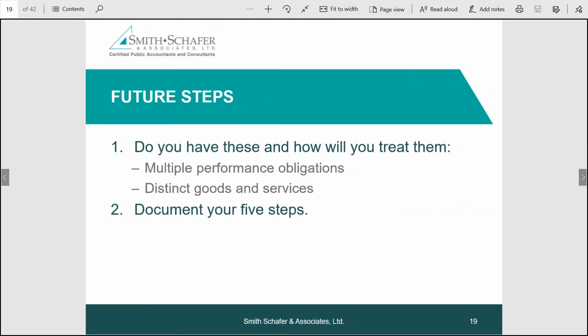So future steps related to this standard, you're going to want to identify basically any transactions you have that fall into this standard, identify your multiple performance obligations, identify your distinct goods and services, and start documenting your 5 steps. Start documenting what you think your accounting is going to look like under this new scenario.